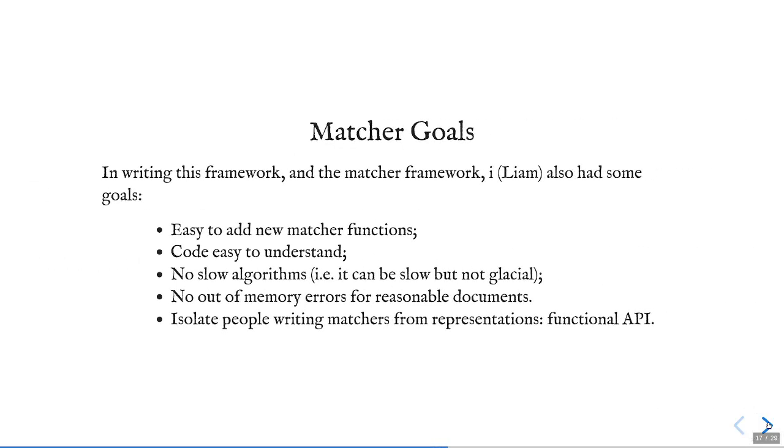The goals for the matcher and the framework were that it should be easy to add new matcher functions, not just possible but easy. The code should be easy to understand and maintainable. There should be no really slow algorithms, so it can be slow but not glacial, no NP complete, and ideally no n squared for large N. No out of memory errors for reasonable documents, and people writing matchers, both us and other people in the future, should be isolated from representations, so functional. So I wrote a functional API, an API of functions, that is, to access things.